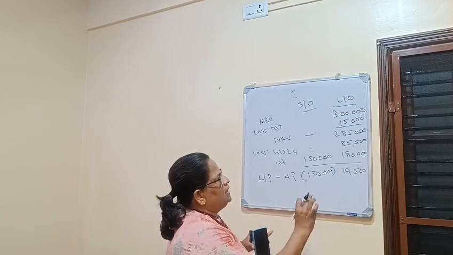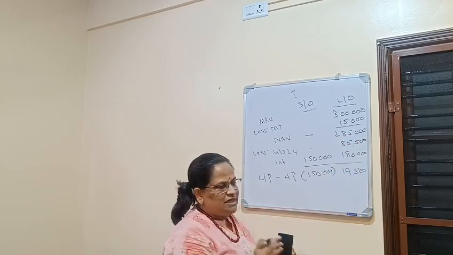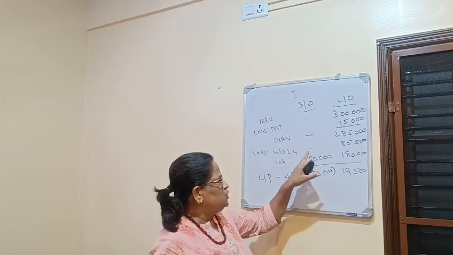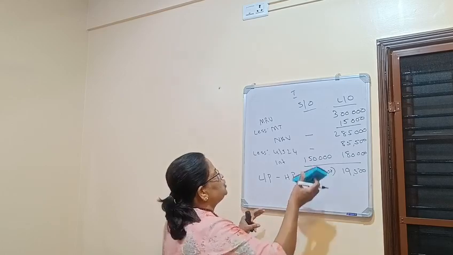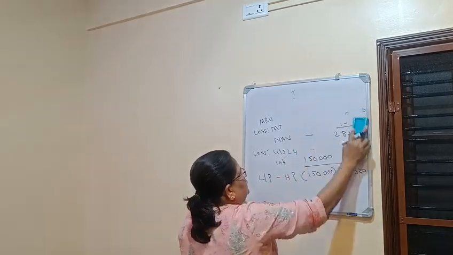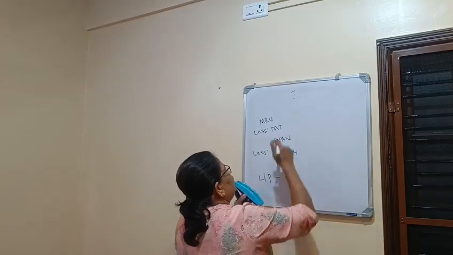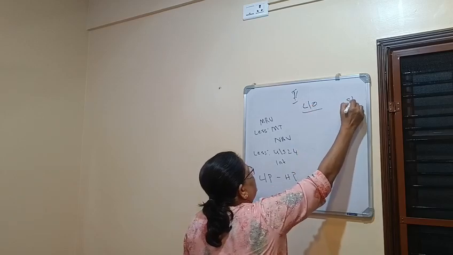So as per the new scheme, what will be the value? As per the new scheme, the value will be 19,500, because this value will be nil. Now option 2. Option 2, we will reverse this. This is let out and this is self-occupied.